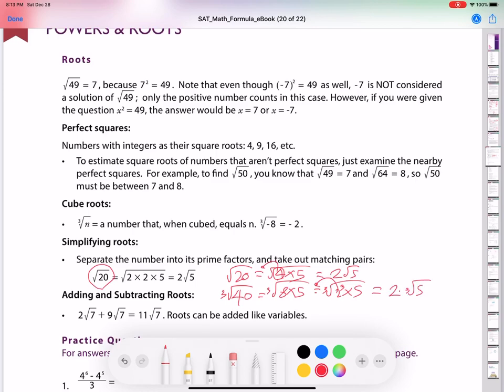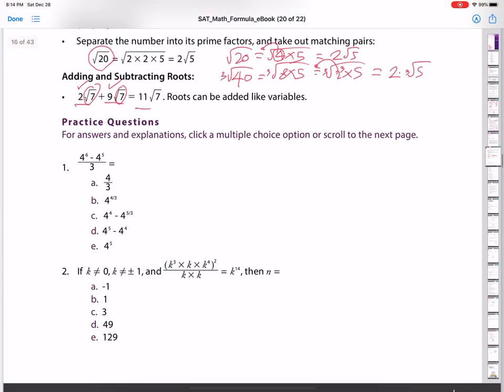That makes sense, right? We can add or subtract only like terms, right? 2 root 7 and 9 root 7 are like terms. If they have the same radical part, we can add just the coefficients, 2 plus 9. It looks like 2a plus 9a equals 11a. So 2 root 7 plus 9 root 7 is 11 root 7. All right, let's go to the next chapter.